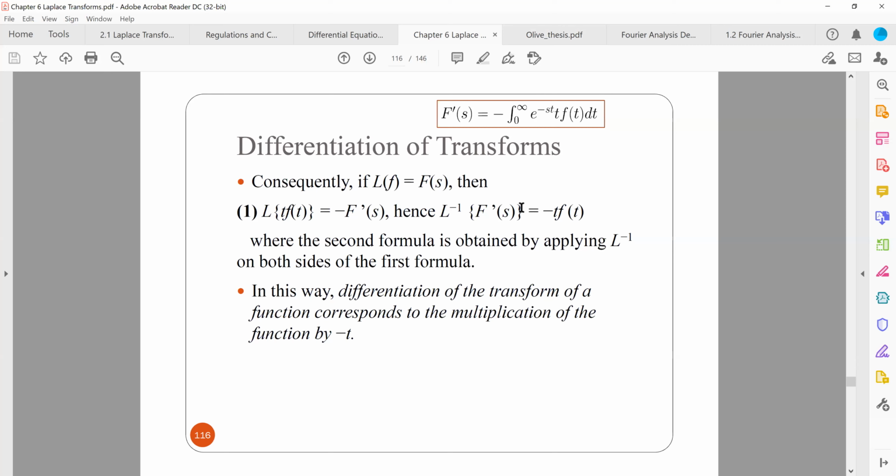So what I was saying is if you have a function f(t) and its Laplace transform is F(s), and you take the Laplace transform of t times f(t), its Laplace transform is going to be the negative of the derivative of the Laplace transform of f(t). It's a mouthful, but we will look at some examples. So in this way, differentiation of a transform of a function corresponds to the multiplication of the function by negative t. Let's look at an example.